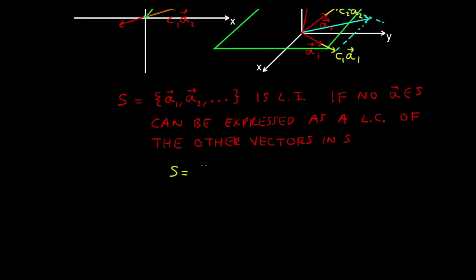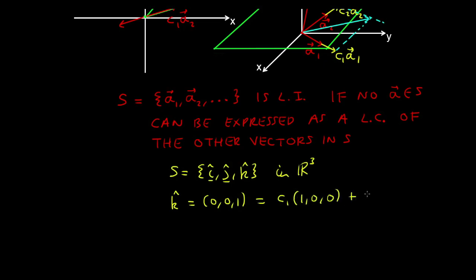And if we consider the set of unit vectors in 3 space, if we had vector k having components 0, 0, 1, and tried to express this as a linear combination of i and j, so we have some constant by i plus another coefficient by j, this equation can't be satisfied because the third component here of i and j is 0. So we can't find values for constants C1 and C2 that'll satisfy this equation.